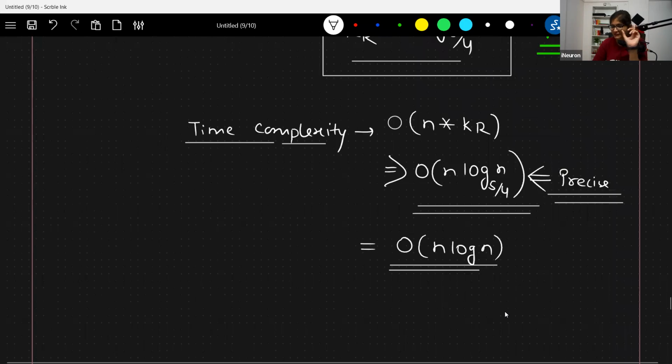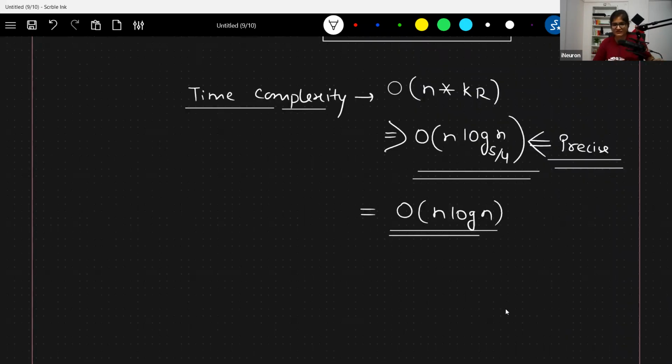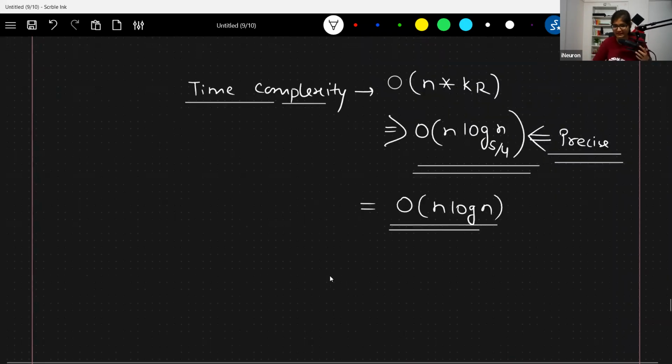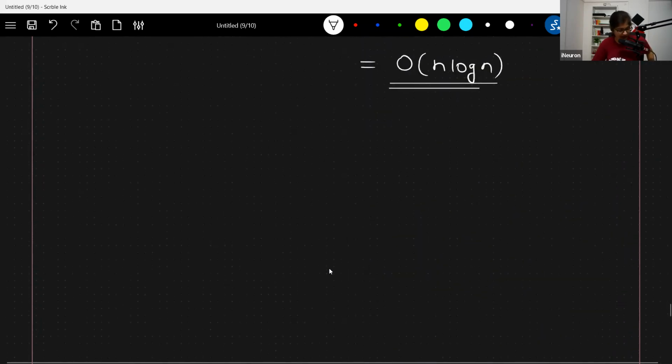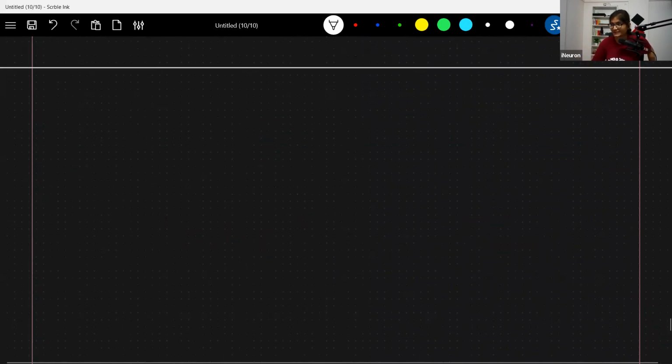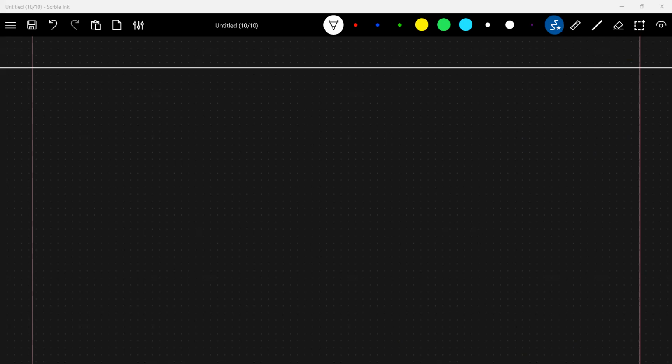Perfect. The last example of today's class, and that will give you a much better insight into the same approach that I'm talking about here. So what this example is saying, let's talk about that. It is saying that the value of T of n is equal to T of n by 5 plus T of 3n by 5 plus n.